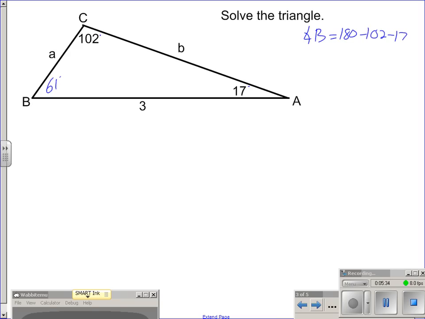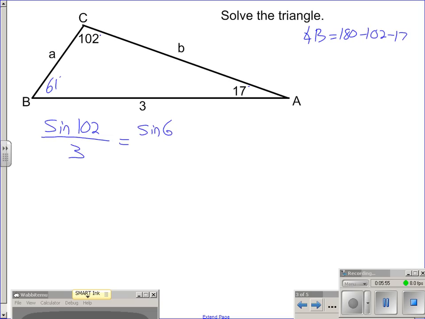What we're missing is side A and side B. So it's not a right triangle. I can't use my sine, cosine, or tangent ratios, but I do have the ability to use law of sines. I know the 102 degree angle, and I know its opposite side. So I'm definitely going to use that.